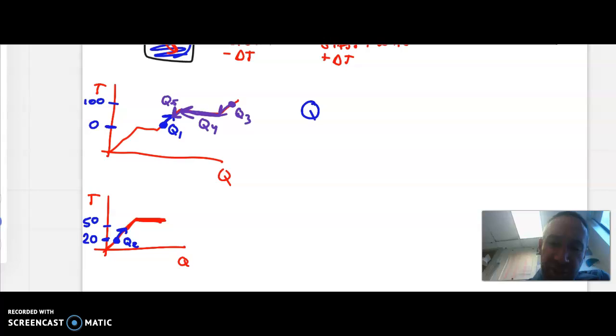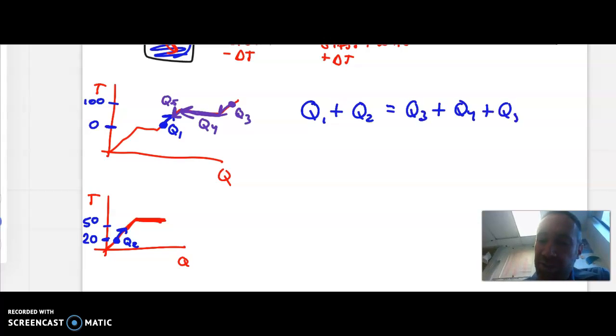One way that I'm going to do this is I'm going to say Q1 plus Q2 is equal to Q3 plus Q4 plus Q5. Right, there they are. Now, you've got to be careful here, though, particularly for the Q1, 2, 3, and 5. Not the 4, because that's one of the latents, but because those other ones have those delta T's in there. So Q1 is going to be the mass of the water times the specific heat of water times the delta T of the water.